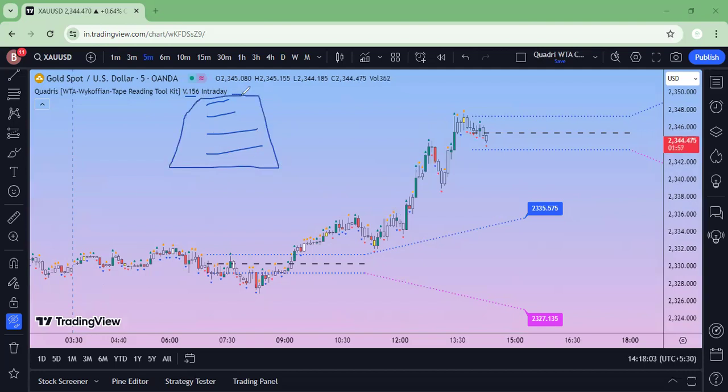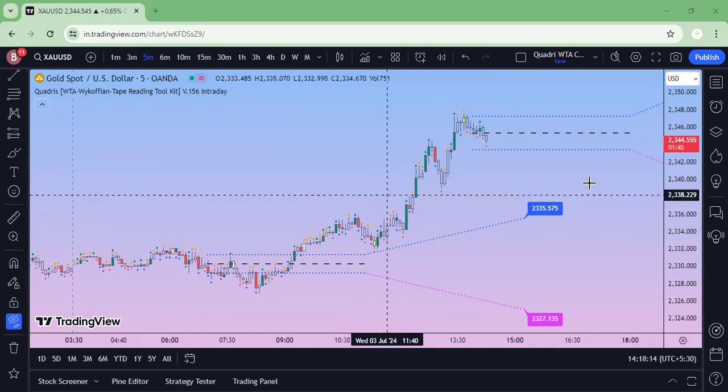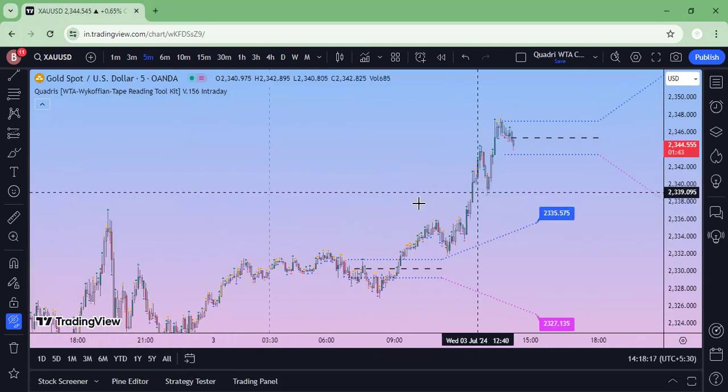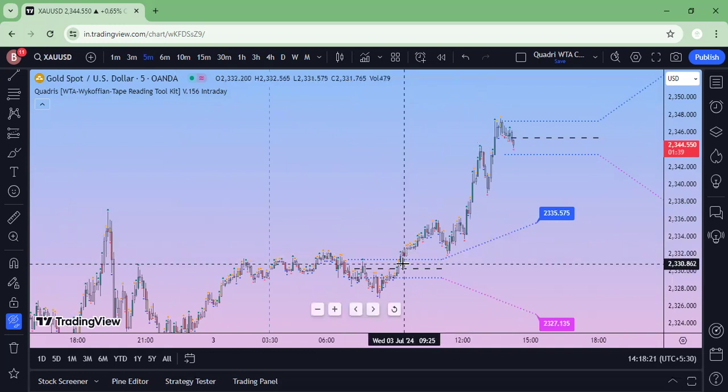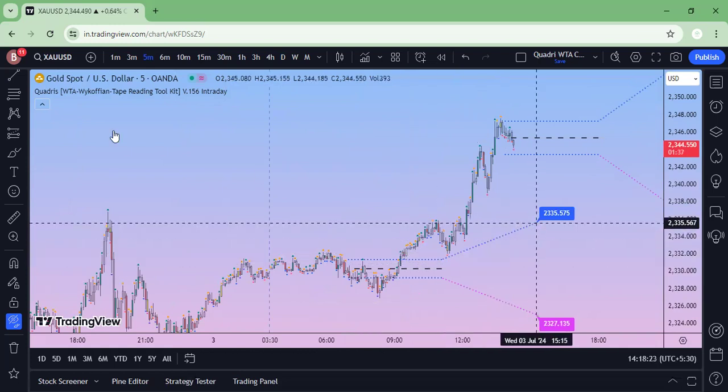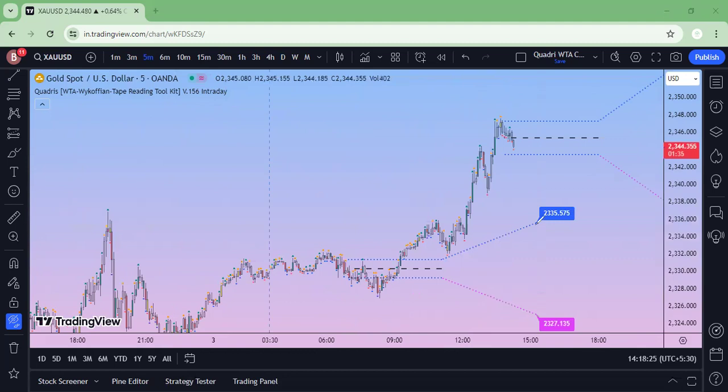One query here. Here the gold target is already hit. This is an intraday level, and this is today, 3rd July. This was our target, somewhere around this particular point. It was achieved, and it has broken this level and it tested again.